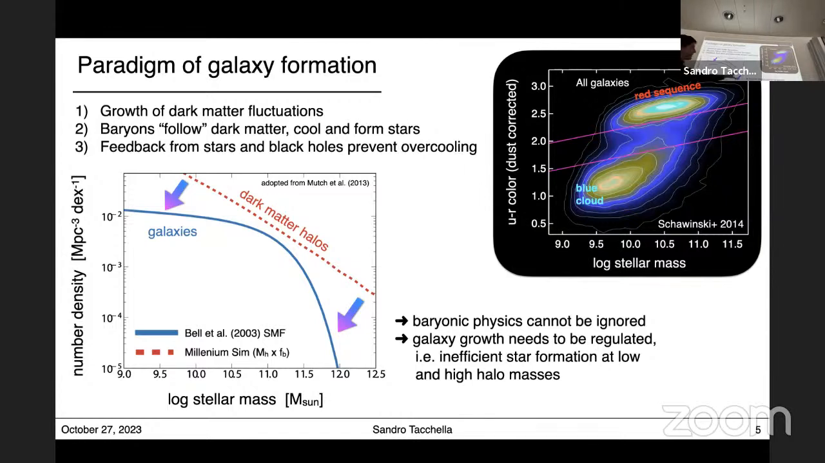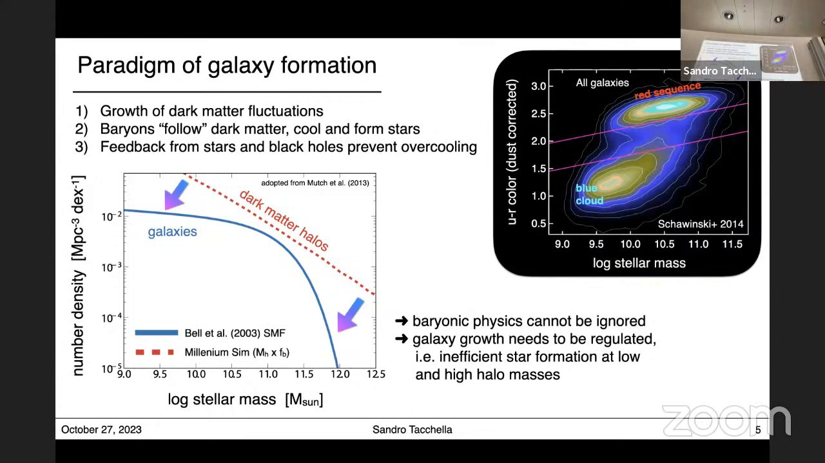Very similar, you can come up with the same conclusion when you look at the right figure, which shows you the U minus R color, which is corrected here, as a function of stellar mass. And what you can see is basically a bimodality in the color distribution. We have the blue star-forming galaxies at the bottom left, and on the top right, we can see this red sequence.